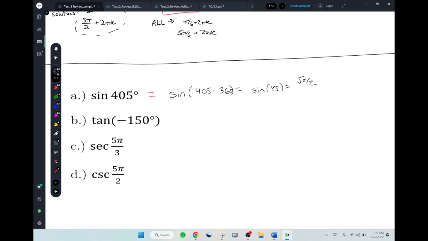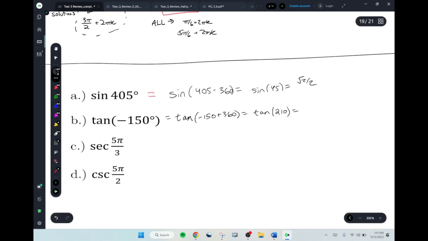Negative 150. Tangent of negative 150 plus 360. That's the tangent of 210. Thank you. Heck, I don't know where 210 is. 180 plus 30. So tangent.